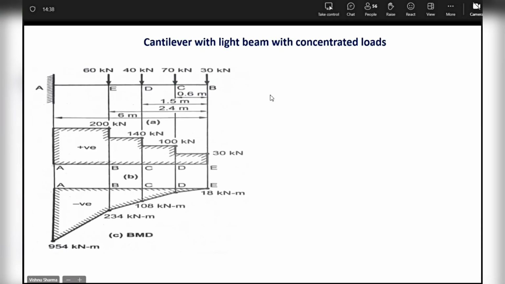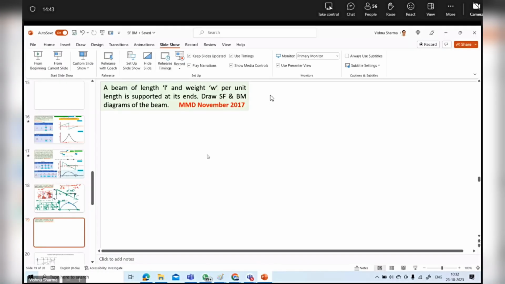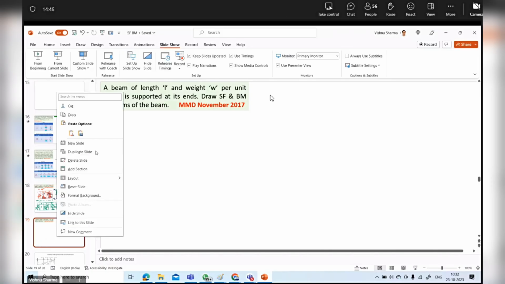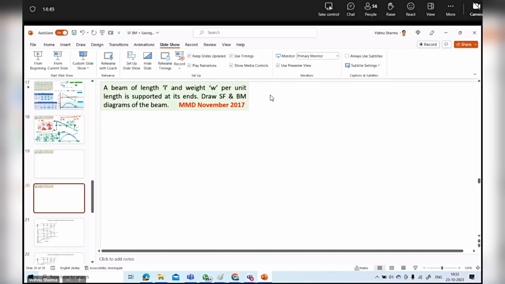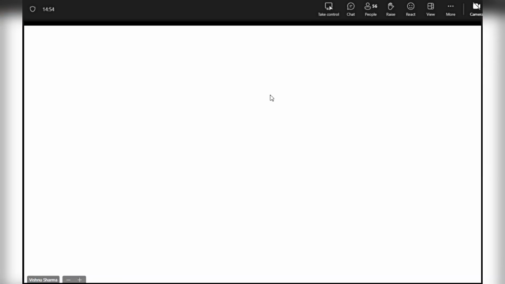Okay. Guys, let me first explain to you the concept of cantilever. See, until now, the beams that we took, they were supported minimum at how many points? The beams that we have solved until now, what was the minimum number of supports? 2 points. Minimum 2. Yeah.